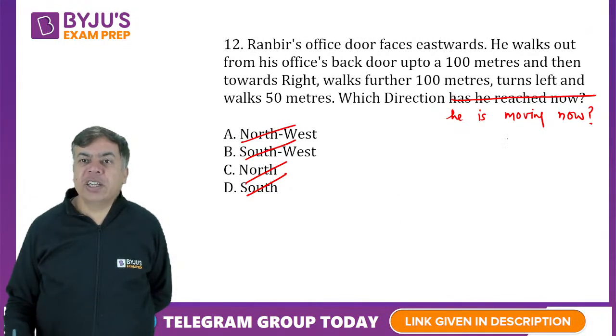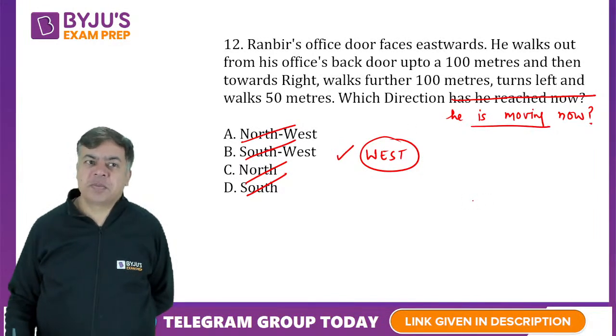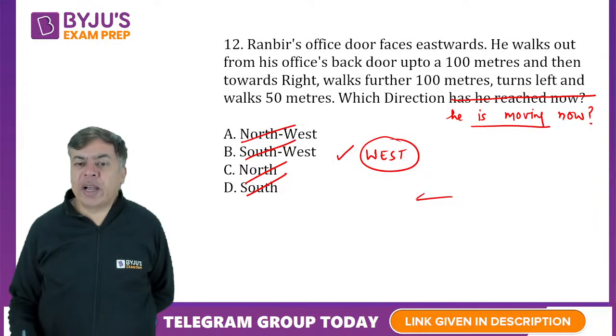No, which direction is he moving now? It would be west. Right? It would be west. That would be the correct answer if this is the question. Because he is moving finally in this direction, which is west.